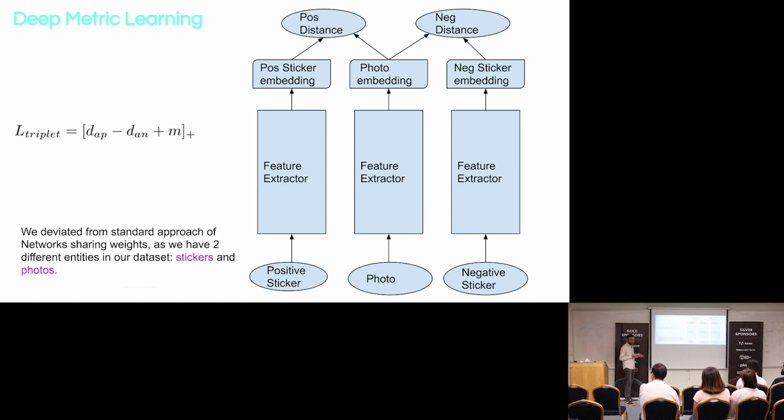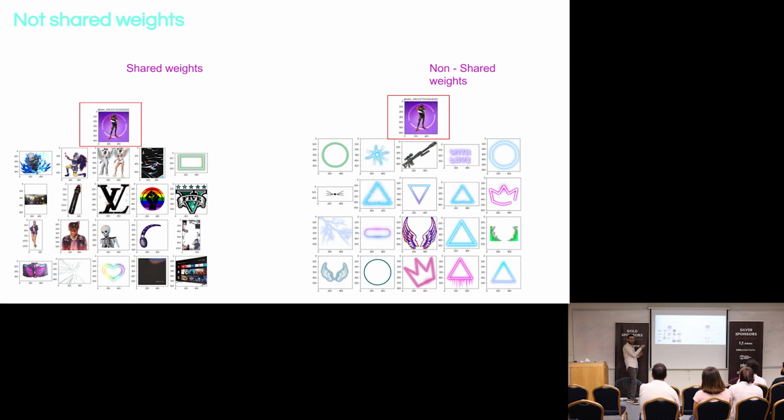We don't share the weights, and here you can see the trained visuals of why we did this. This is the shared weights approach. As you can see in the photo, here is a person, and in the recommendations, persons also appear. And when you don't share weights, they are all complementary recommendations. Because when you embed photos and you want positive stickers to be close to the photo, the stickers that are visually similar to the photo will also appear. So that's why we don't share weights, and this also improved our evaluation metrics.